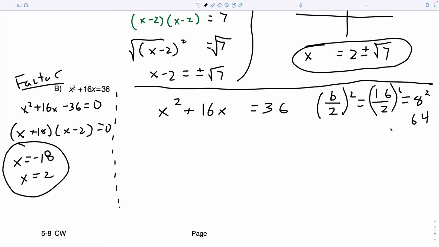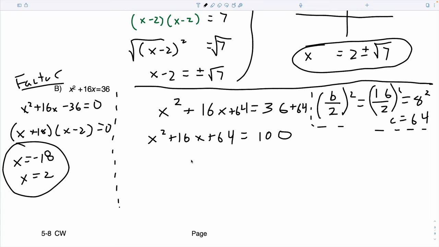Where do I put the 64? Where do I plug that into, Mariah? Okay, and anywhere else? You also add it to the right side. You do not just add it to the left. That is not algebraically correct. So let's simplify things. X squared plus 16x plus 64 equals 100.